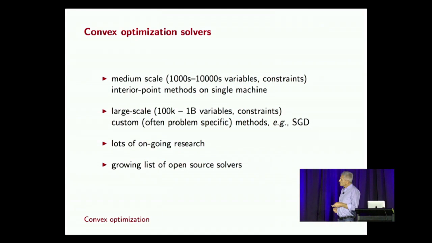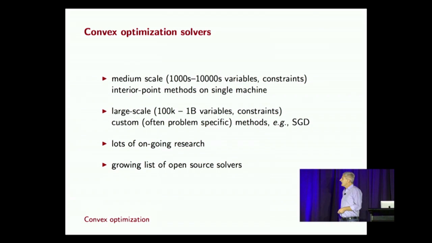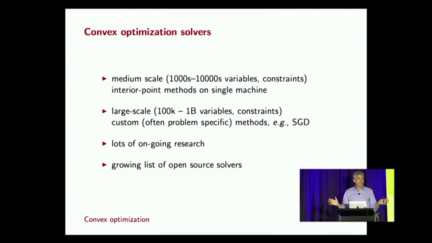If you get to larger scale, that might be 100,000 to 1 billion variables or more. And in this case, they're usually solved these days by custom methods, right? It's custom for that specific thing, right? So if you're fitting a logistic regression model of something, you'd use custom code if it's at this scale, right? Now, there's lots of ongoing research about how you solve these problems, but one cool thing is that there's a growing list of open source solvers, right? So more and more of these problems are in an area where you can just get code and solve it, right? It's by no means done, but it's actually in quite good shape right now and getting better every day.